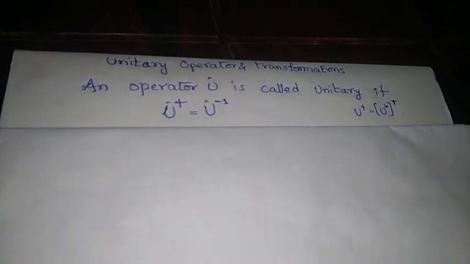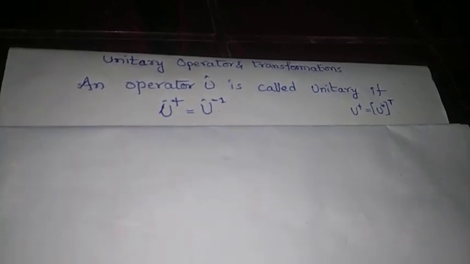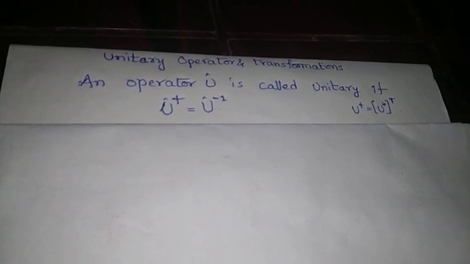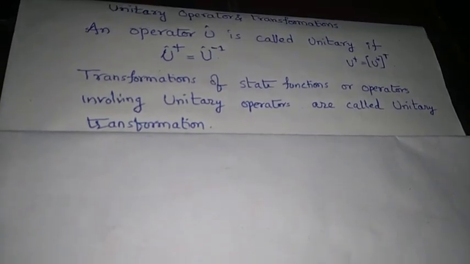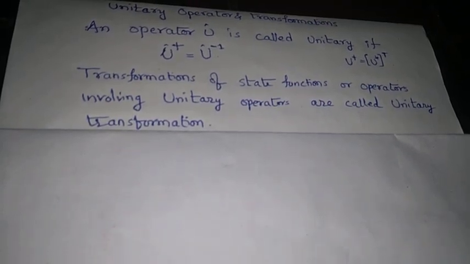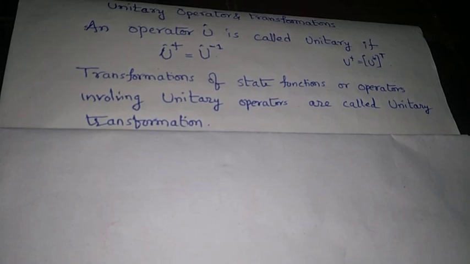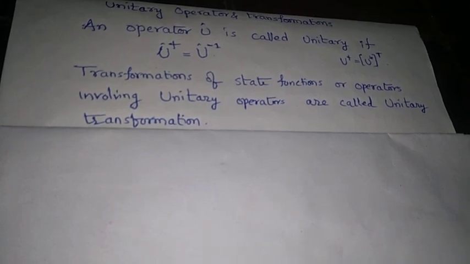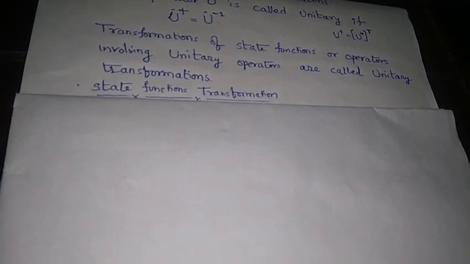For the case of matrices, U dagger is also equal to U star and then the transpose of that. The transformations of state functions or operators involving unitary operators are called unitary transformations. And now we see how we can have the transformed state functions.